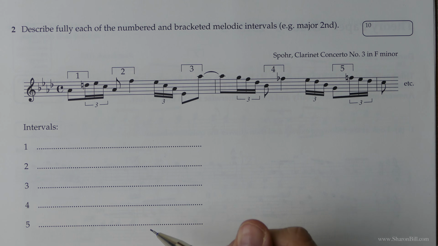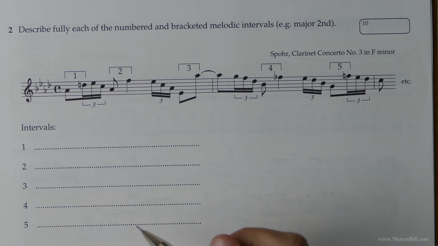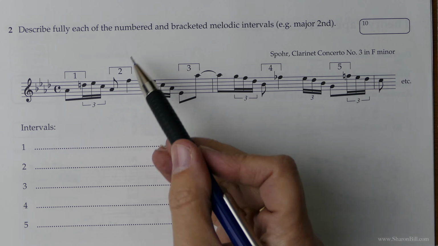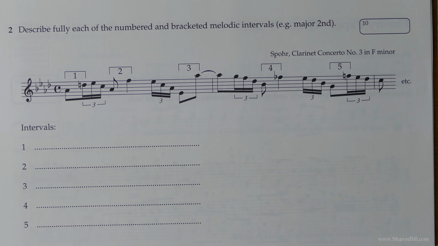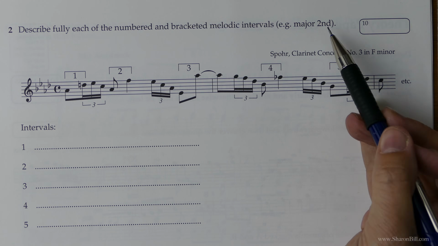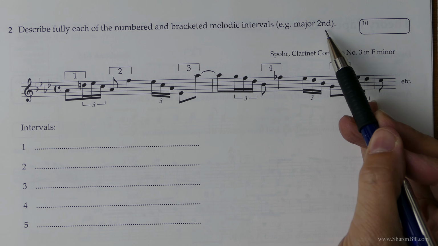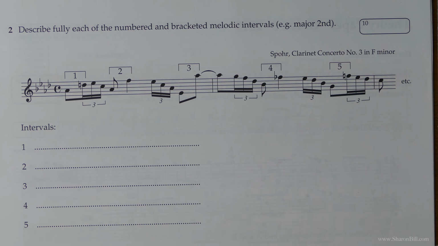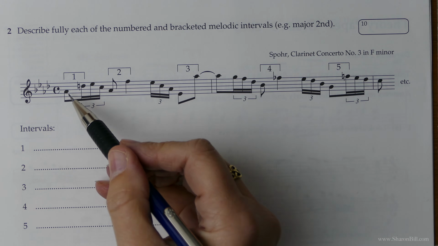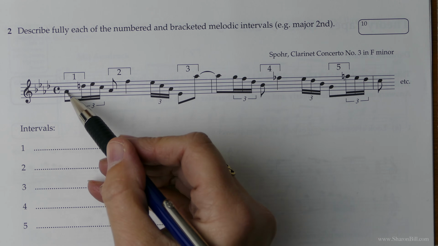And now we're going to have a look at these intervals. So we've got to fully describe these numbered and bracketed intervals, giving the degrees of the scale, the interval between those degrees of the scale, and also qualifying what sort of an interval that is. And so first of all, the first job is counting the interval.